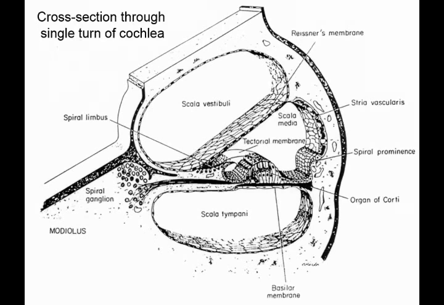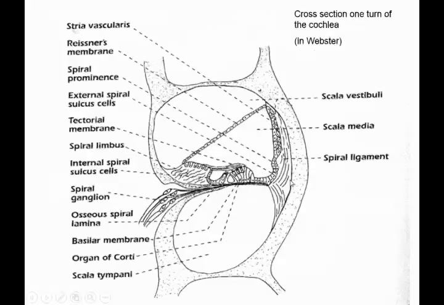Spiral ganglion sits here, and the nerve cells penetrate onto the basilar membrane, into all of this here, which is the organ of Corti. So all of this that I'm circling around here together is called the organ of Corti. That's the hearing organ, although obviously it's embedded in the cochlea and so on. It goes very, very small.